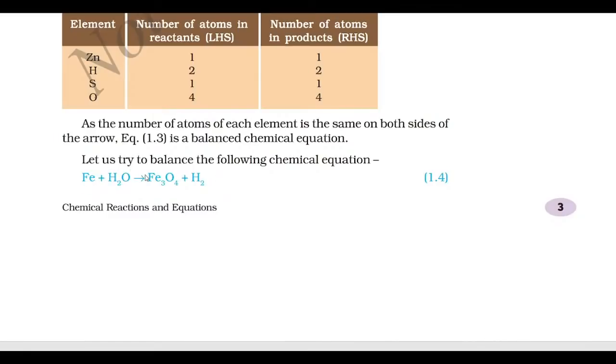We should balance it. Fe plus H2O gives Fe3O4 plus H2. Now this is the unbalanced chemical equation. You need to balance it.